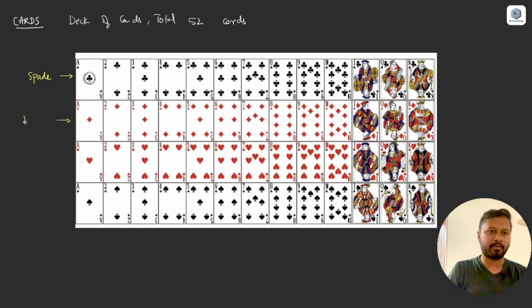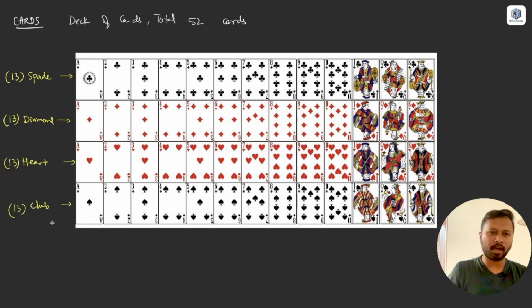Then this is a diamond. This is called heart. Just look at the symbol. So all these are hearts, like cards of heart. These are the cards of diamonds. These are the cards of spade, and this is the card of club. So this is how we have 4 types of cards: spade, diamond, heart, and club. Out of 52, all 4 have an equal number of cards, so all of them have 13 cards each. So 13 spade cards, 13 diamond cards, 13 heart cards, and 13 club cards.